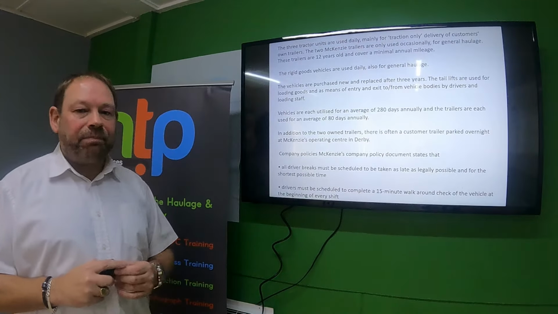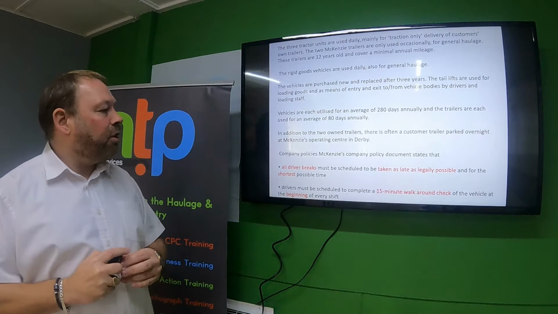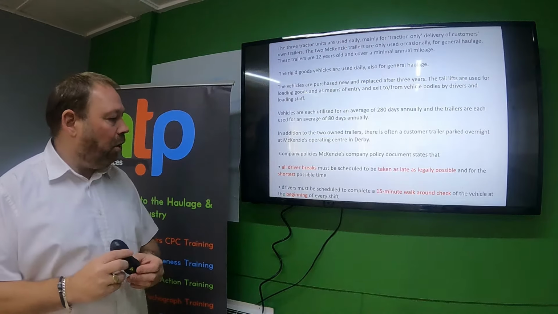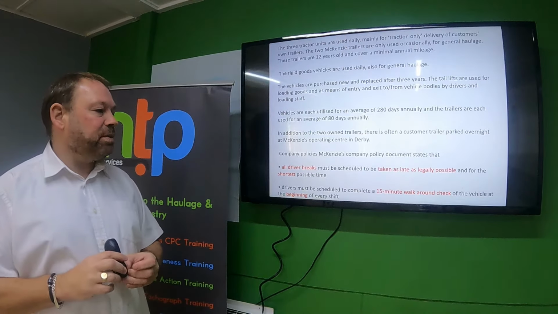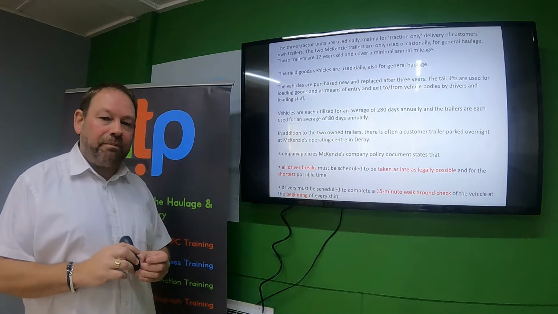What did we find this time? A couple of bits that will definitely be of use. At the bottom, in the company policies: all driver breaks must be scheduled to be taken as late as legally possible and for the shortest possible time.